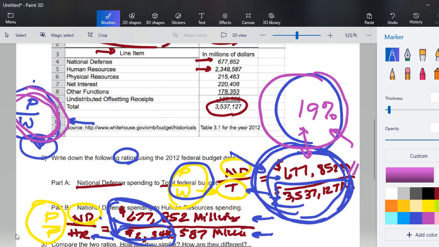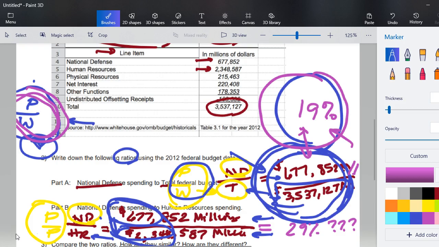But it's asking us, go ahead and calculate what's going on down here. So I'm going to do 677,852 and divide it this time by the human resources amount, which is 2,348,587. And a reminder, this is all in millions of dollars. And when I divide and then multiply by 100, I'm going to go ahead and round again to the nearest whole number, and I'm getting 29%. But a thing that you have to keep in mind is 29% of what?